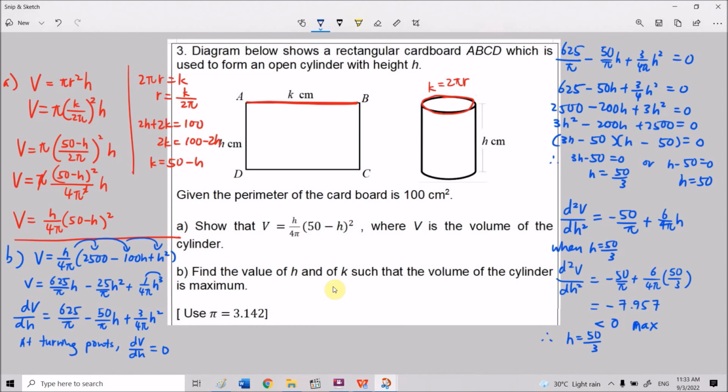But the question also asks us to find the value of k, so we substitute the h into this equation in order to find k. So k equals 50 minus 50 over 3, which, in decimal, is 5.30.